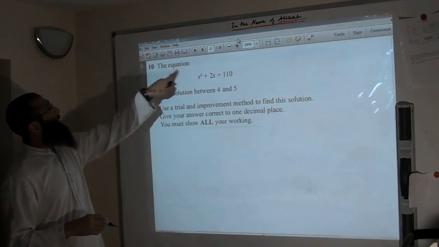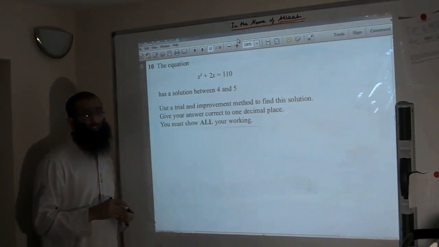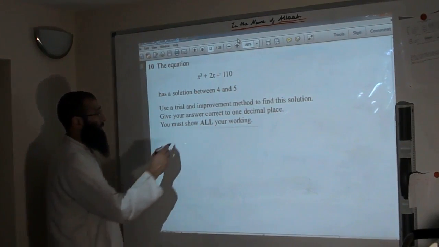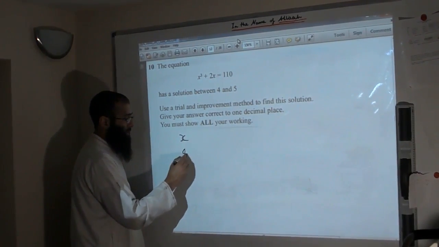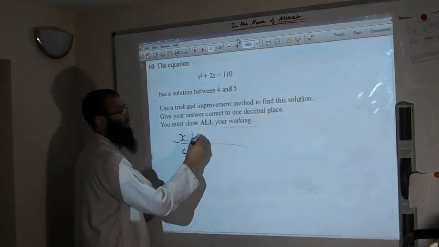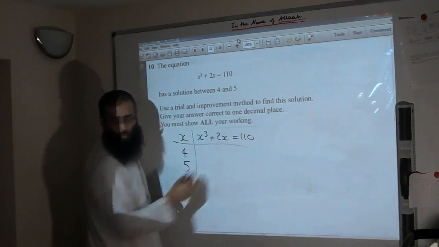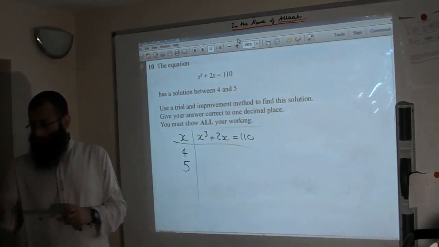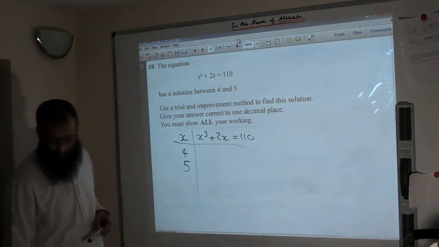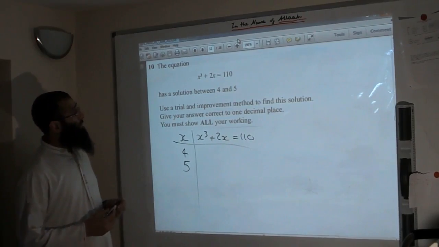Okay, question number 10. The equation x cubed plus 2x equals 110 has a solution between 4 and 5. Okay, it's between 4 and 5. Copy the table now, please, folks.